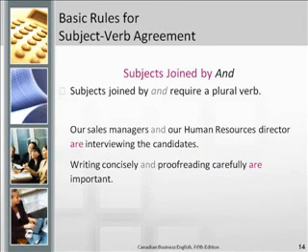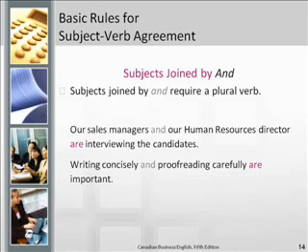When you have 2 subjects that are joined by the word and they belong to the same verb, you must make sure you choose a plural verb. For example, in the sentence, our sales manager and our human resources director are interviewing the candidates, the subjects are manager and director. Because they are joined by the word and, we must be sure to choose a plural verb, in this case the verb are.